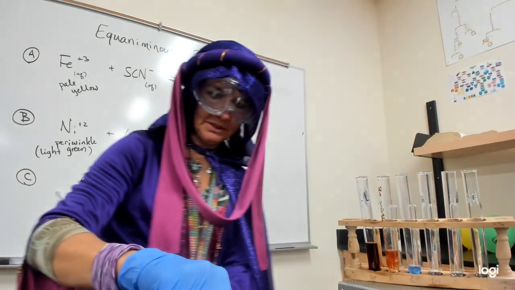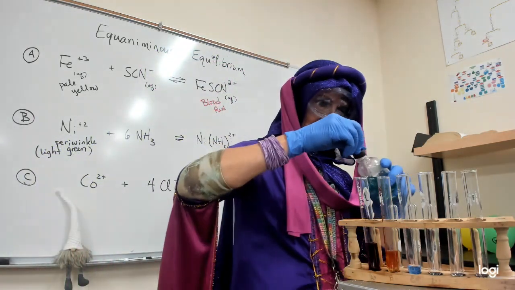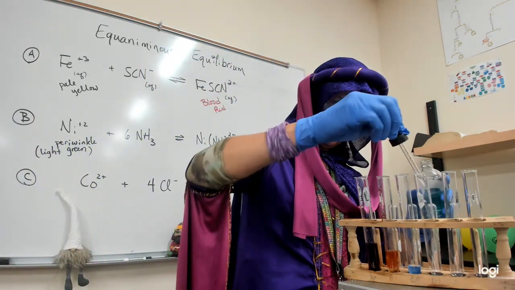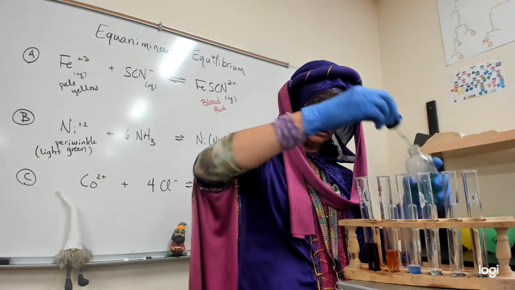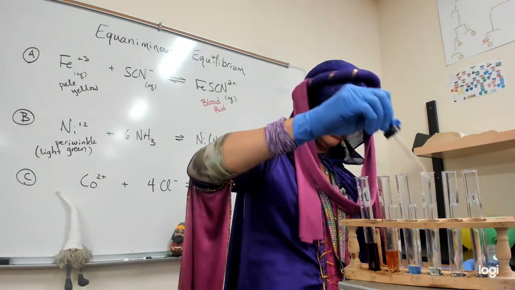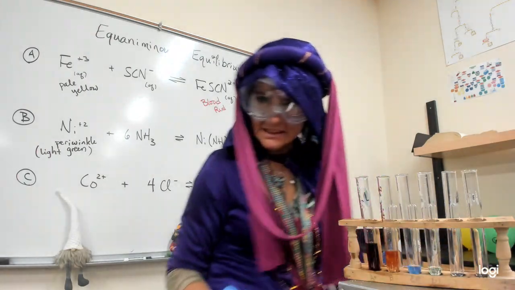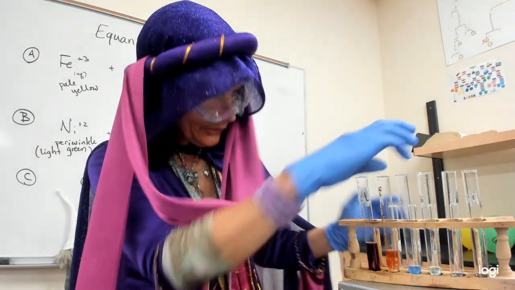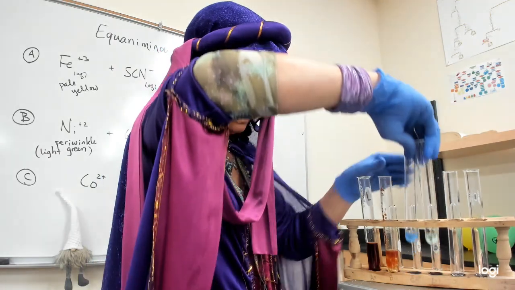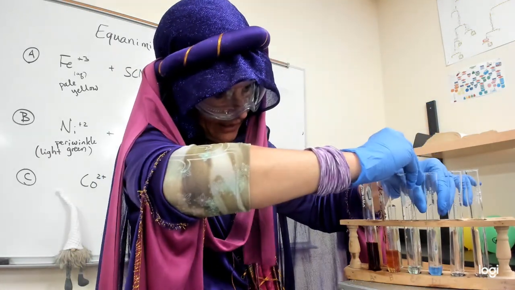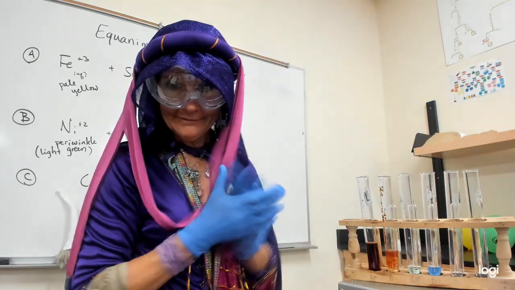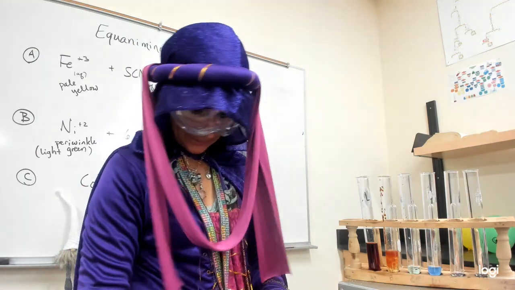If you want, I can put some more of the green in the test tube next door so you can see the difference. We should have gone with small test tubes. We could actually still do that. But can you see? This was our green, our starting point. Maybe we should swap them. And then we added the NH3.